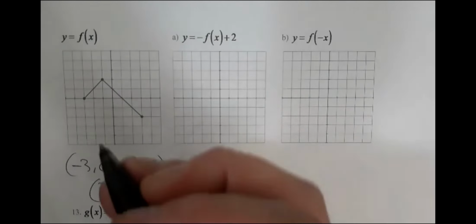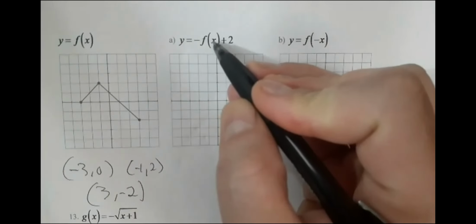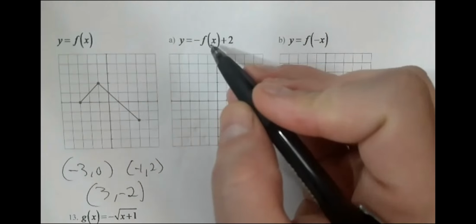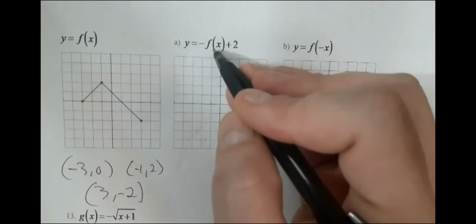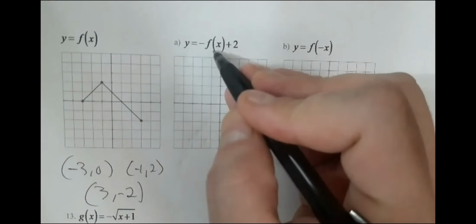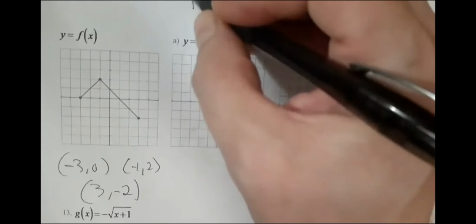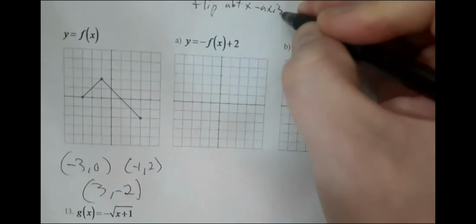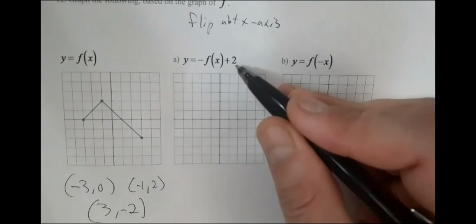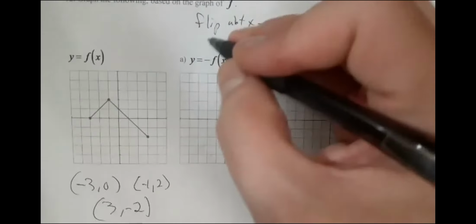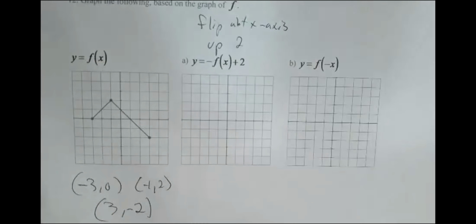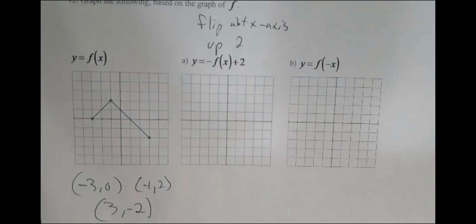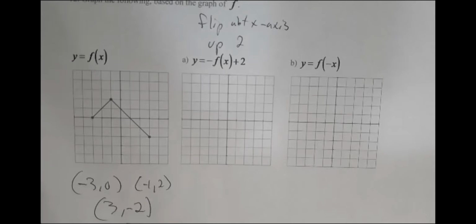So if you want to use graph transformations, we can look at this thing. This should be happening to my y values. So if I'm thinking about this, this is happening to my y values. I'm flipping the y values. That's going to be a flip about the x. And then this plus 2 is going to move it up 2. Okay, so that is one way you can approach this problem.